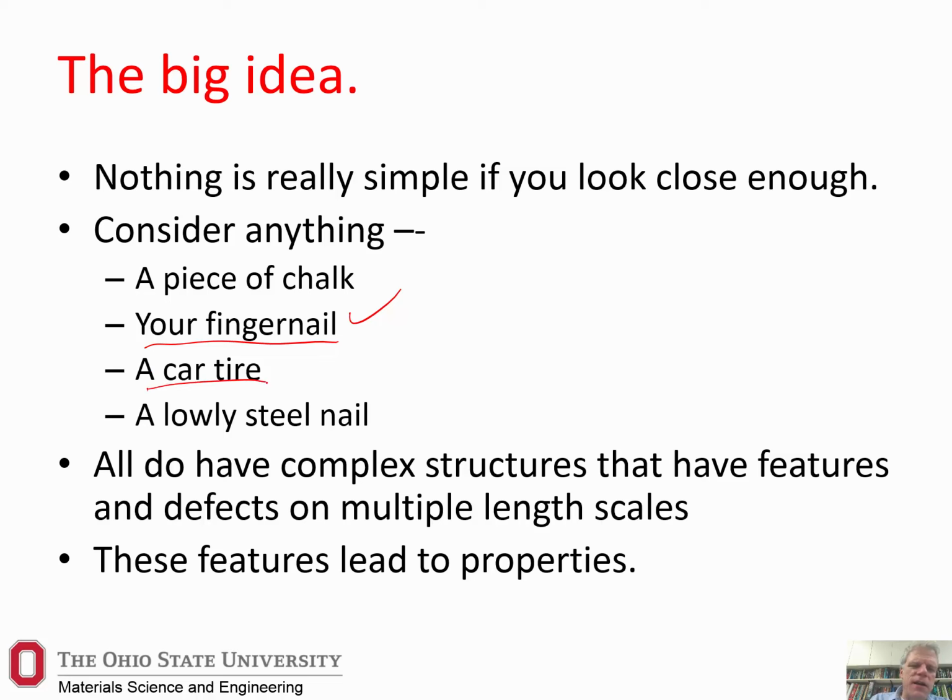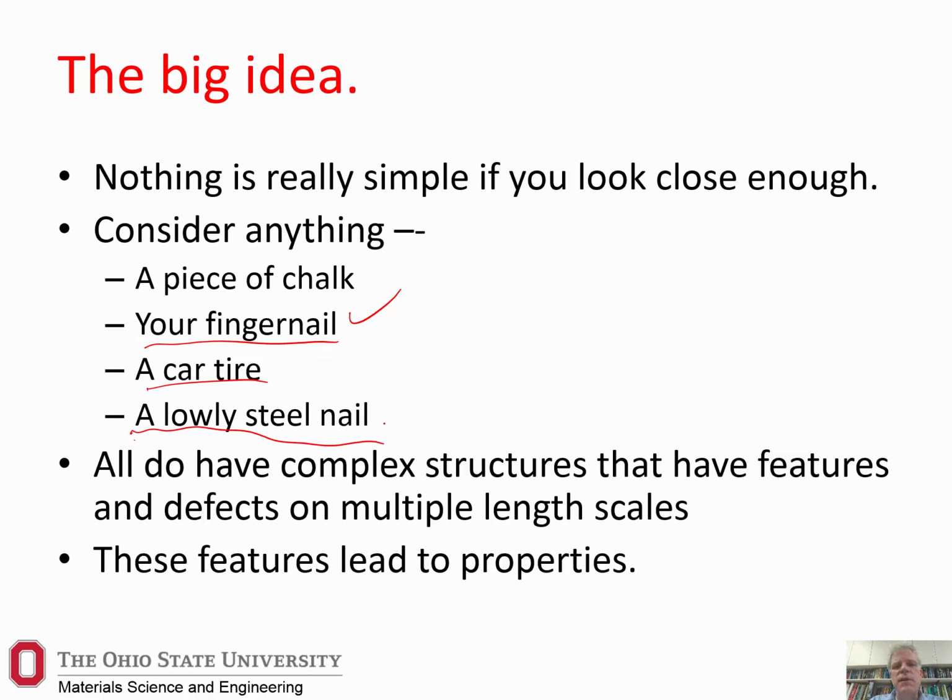If you look at your car tire, it might seem like a simple piece of rubber, but really inside that there are other things like carbon black particles, Kevlar roving, steel belts, all kinds of things going on there if you look at the structure closely. Even if you look at something like a steel nail, I'll show you some examples from carbon steel in a little while. There's a whole lot going on.